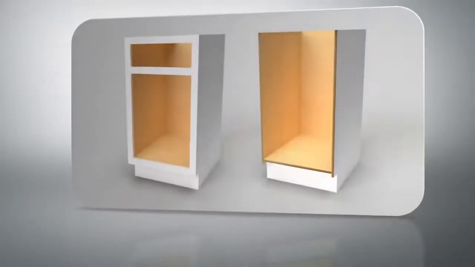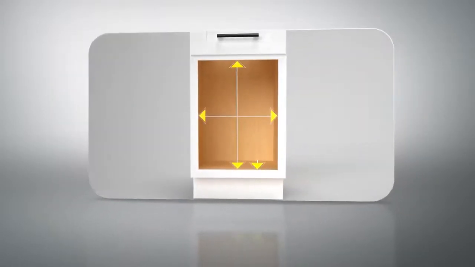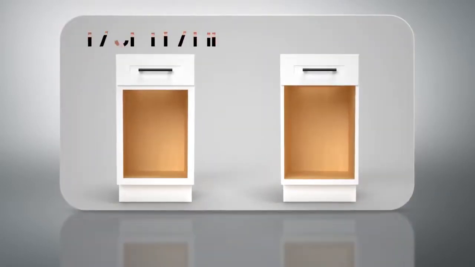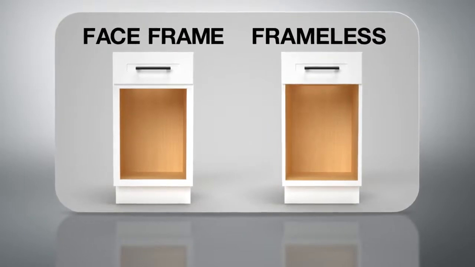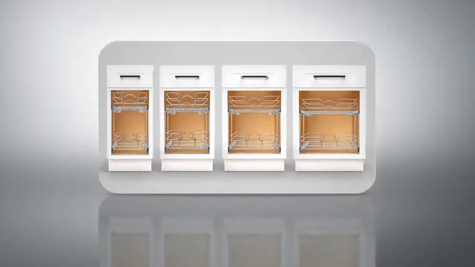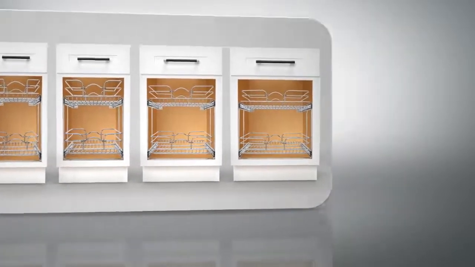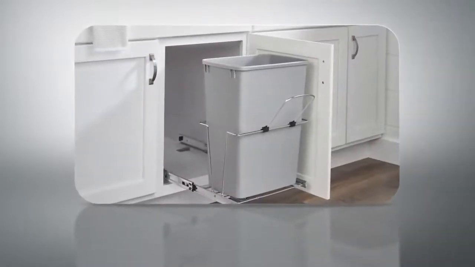Today, we'll show you two different types of cabinets and how to correctly measure your cabinet opening to determine the correct size organizer. There are two main types of cabinets, face frame and frameless, but both of these cabinet types come in a variety of sizes that vary in width and depth. Understanding the type of cabinet you have will help you save time and frustration from purchasing the incorrect size product.